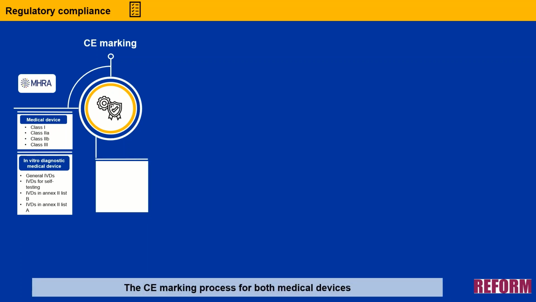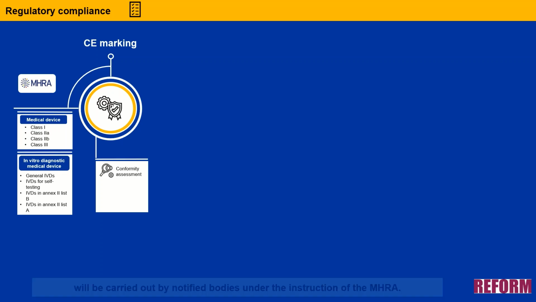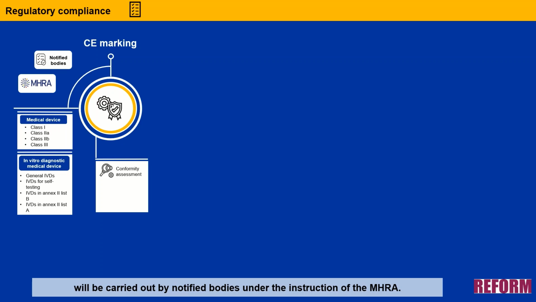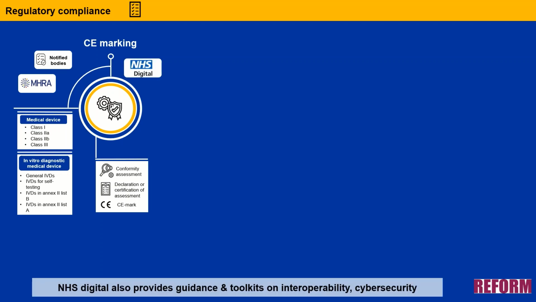The CE marking process for both medical devices and in vitro diagnostic medical devices is quite similar. First, you need to carry out a conformity assessment based on the risk classification of your device. For devices that are Class 2 and above, these conformity assessments will be carried out by notified bodies under the instruction of the MHRA. If this assessment is successful, a declaration or certification of conformity is then given out depending on the risk classification. This will allow you to apply the CE mark on your medical device or in vitro diagnostic medical device. NHS Digital also provides guidance and toolkits on interoperability, cybersecurity, and data deletions on their website.